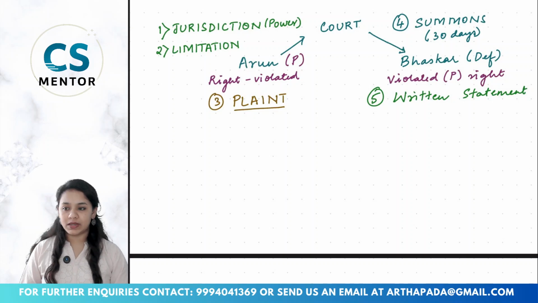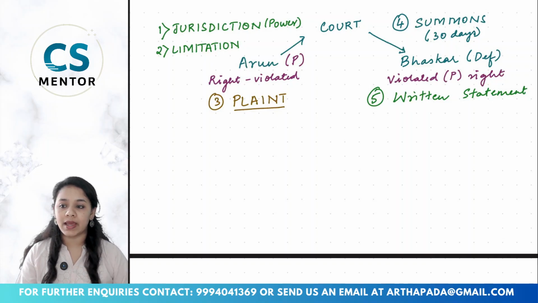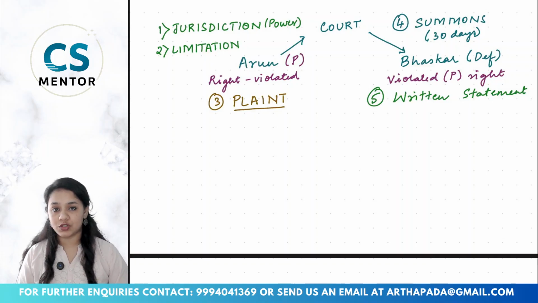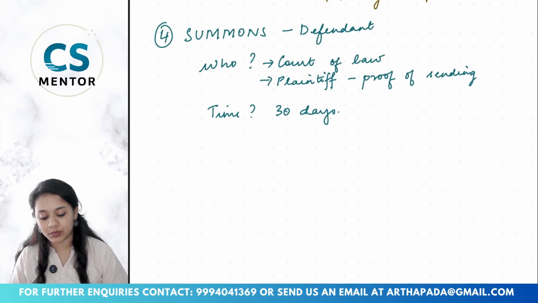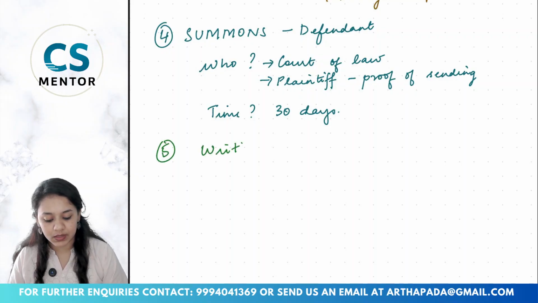So can you see, a plaint is being summoned to, it has been issued to the court. The court is issuing a summons within a period of 30 days, and the defendant is now asked to come before the court of law and submit a written statement. So now let's look at the concepts of how a written statement works. So the fifth element is the written statement.